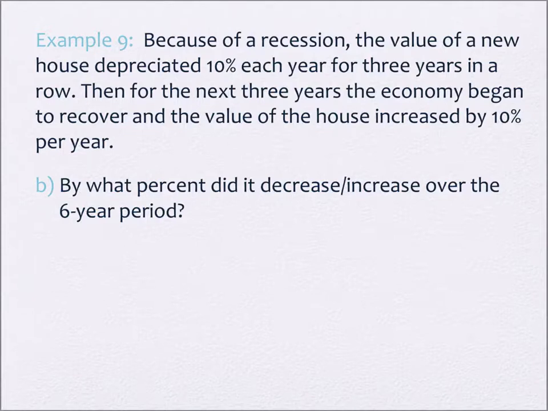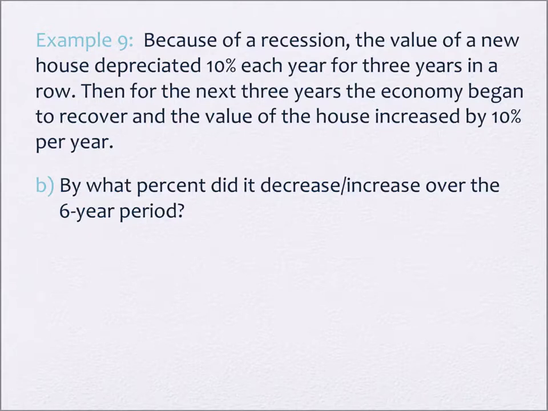So houses do not always go up in value, and that's what this problem is actually talking about. So there's a recession, and the house is depreciating 10% each year for 3 years. But then the economy recovers and it appreciates. It goes up in value 10% per year for 3 years. So one of the things to look at in this question is, do those 10% just cancel out? Decrease 10%, increase 10%, back where we started. Is that how it works, or is something else going on?